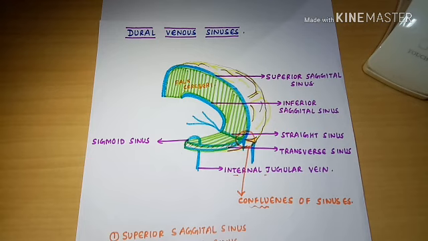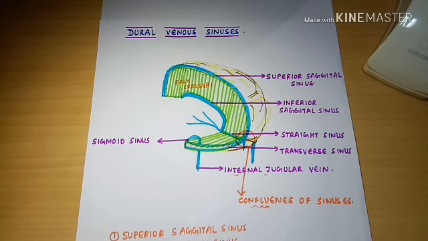Today's part of the video will be covering the dural venous sinus. The dural venous sinus is nothing but a venous channel that is found between the endosteal and the meningeal layer of the dura mater. We know that the dura mater, which is the outermost layer covering of the brain, splits into two parts, the endosteal and the meningeal layer. So in between these two layers, the dural venous sinuses are formed.